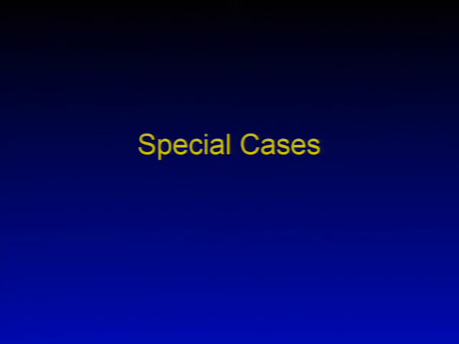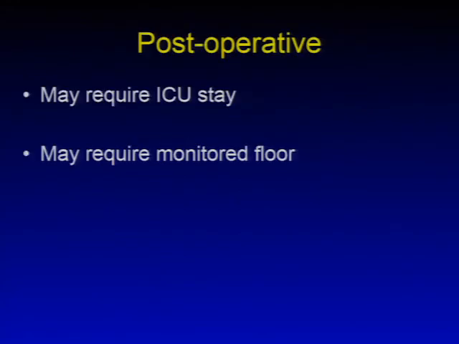Now, before we go on, I'd like to just briefly go over the risks of double lumen tube placement. You could rip a hole in the trachea. You could make a hole in the bronchus. If you intubate the esophagus, you could perforate the esophagus as well.